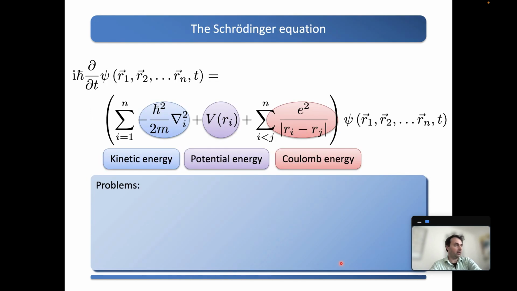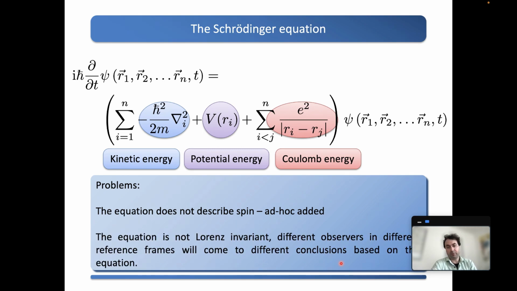So this is what Schrödinger introduced as his equation. And when he introduced his equation, there were two problems with it that were also very well realized, even by Schrödinger himself, who tried to solve this. The first problem is that these equations do not include the spin of an electron. You basically have to add this by hand. The second problem is that they are not Lorentz invariant. It's basically a classical equation and not a relativistic equation.